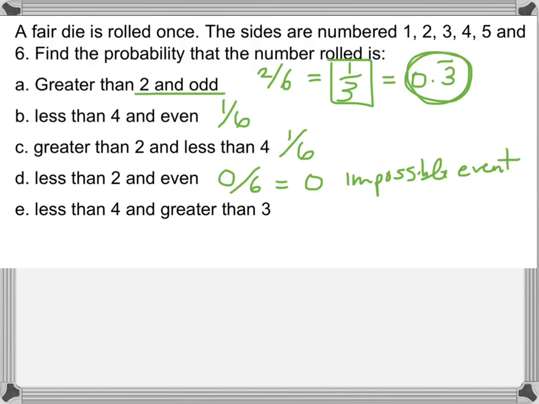Less than 4 and greater than 3. So if a number's less than 4, that's 1, 2, and 3. And greater than 3 is 4 and 5. So there's no number that is both less than 4 and greater than 3. So again, this is 0 chance. So it's an impossible event.